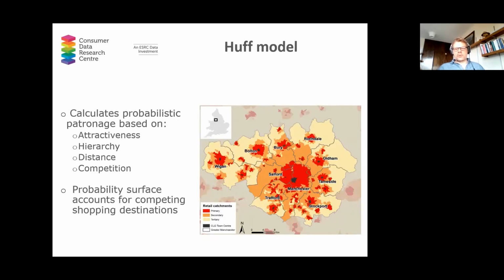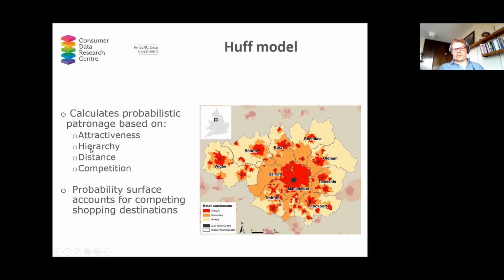So in here we have the actual output of that Huff model, where we calculate the probabilistic patronage based on a number of things. Typically this is based on the attractiveness of the retail center, the hierarchy.